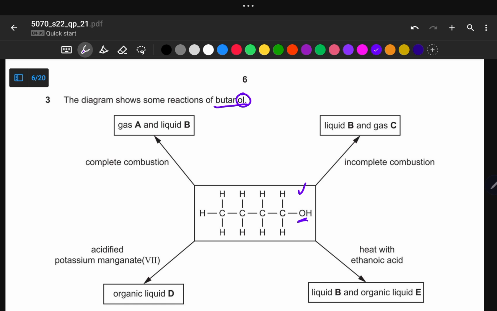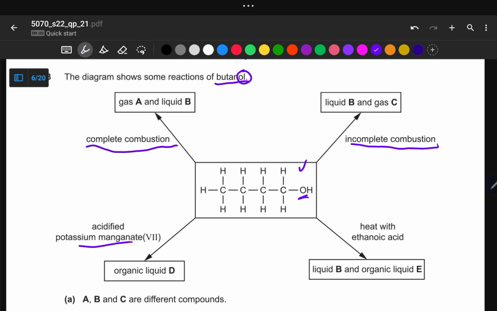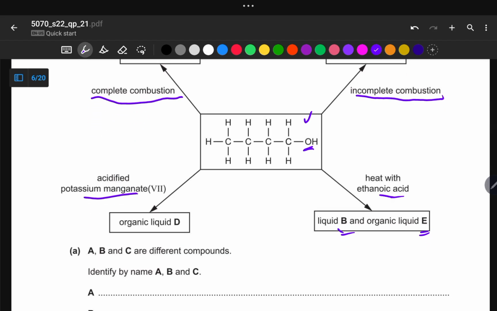So we are going to have the reaction of incomplete combustion. We have the reaction of complete combustion. We have the reaction with acidified potassium permanganate, and we have the reaction with ethanoic acid. And then we are given these products. These are the products we are going to have, right? And then the question says A, B, C are different compounds. Identify A, B, and C, right?